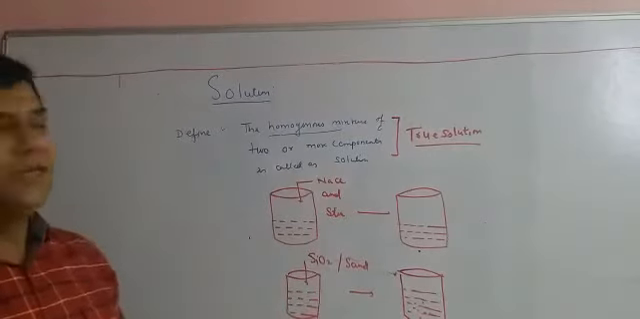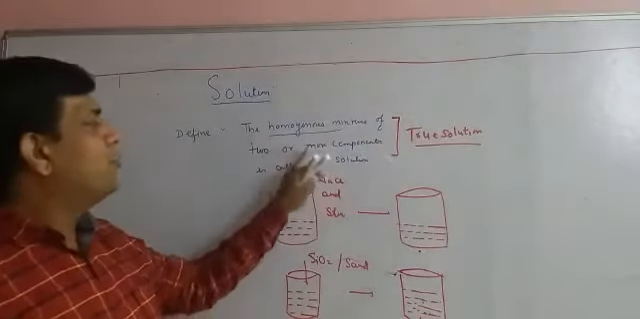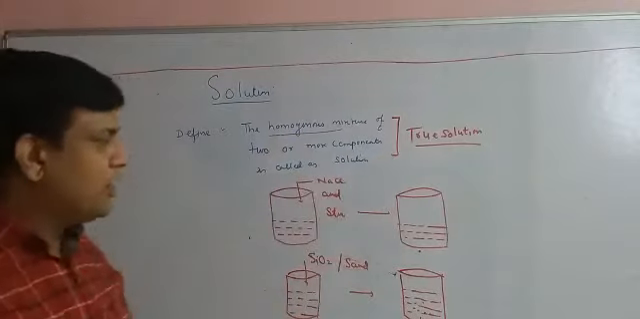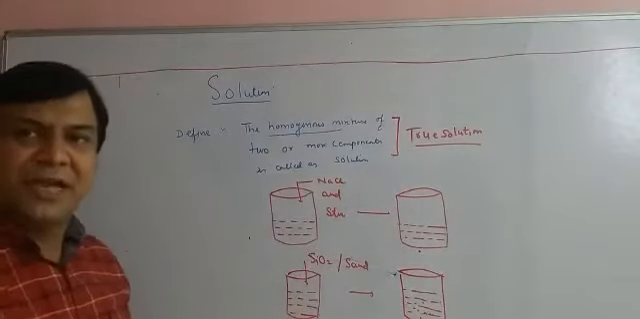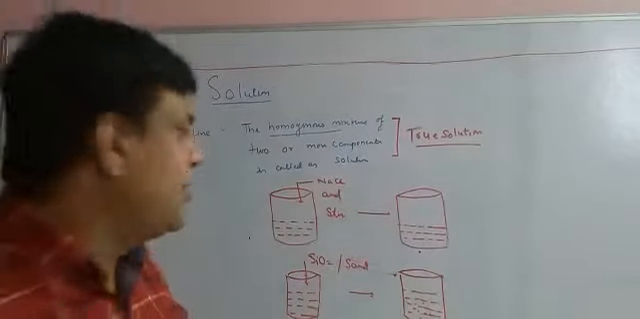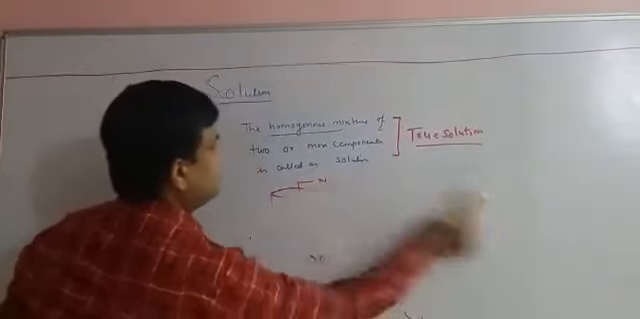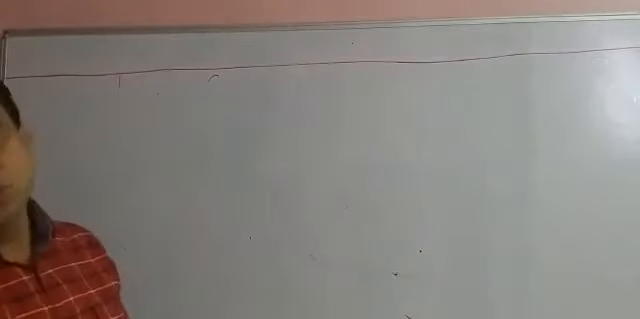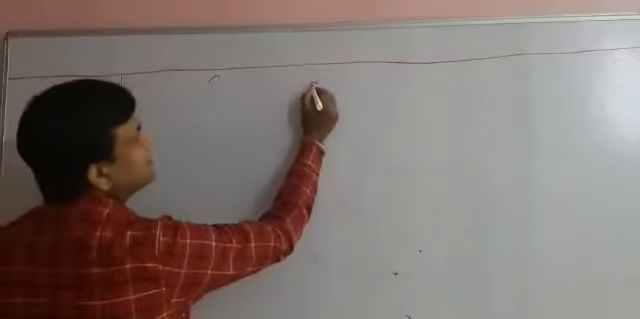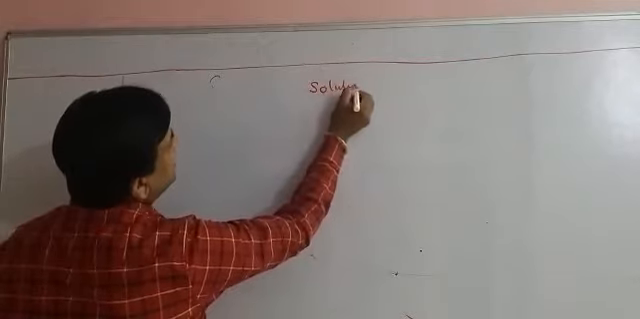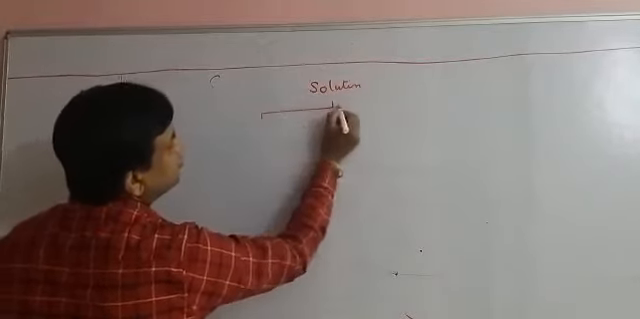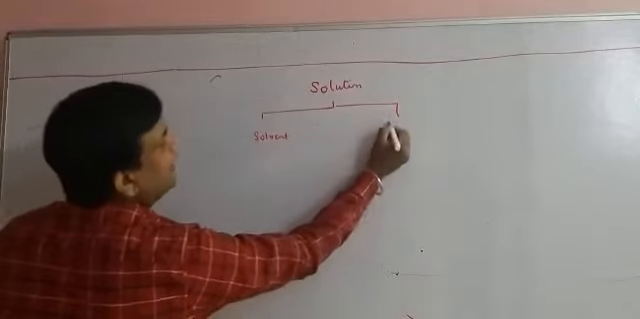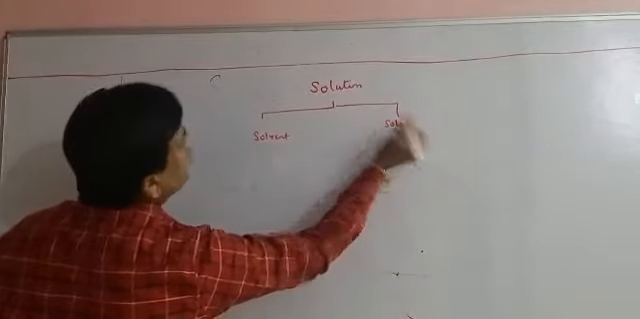Again, I am going to repeat, the homogeneous mixture of two or more components is called a solution, or we can say true solution. Now see, if we focus on the components of the solution, then we know that every solution is made up of two components. Two components are, one is solvent and the other is solute.